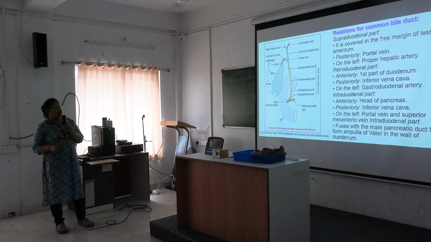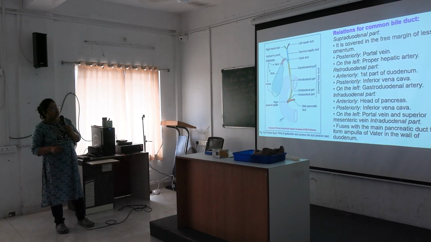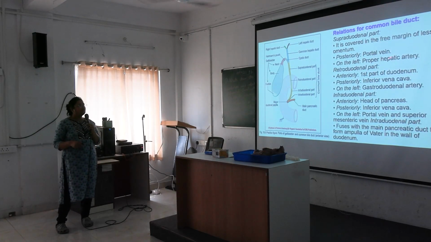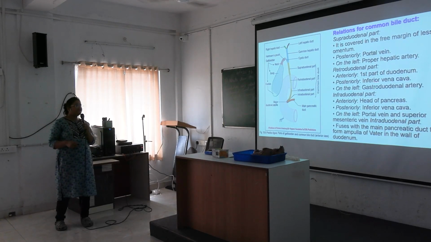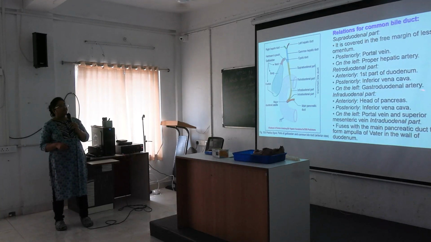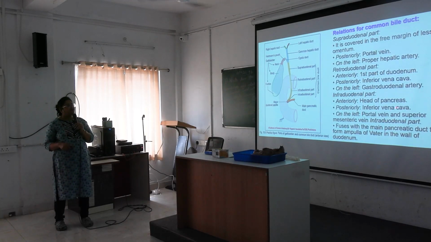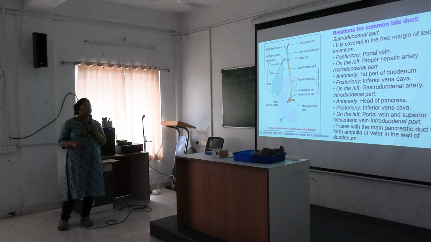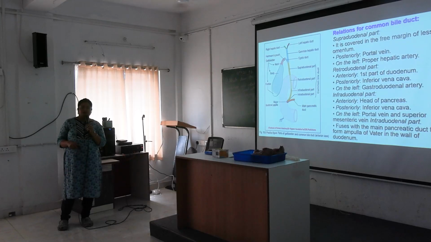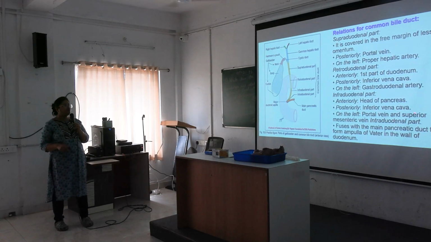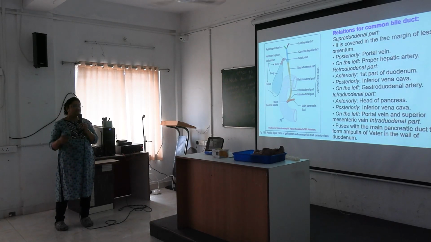Supraduodenal part is covered in the free margin of the lesser omentum, posteriorly portal vein, on the left proper hepatic artery. Retroduodenal part: anteriorly first part of duodenum, posteriorly IVC, on the left gastroduodenal artery. Infraduodenal part: anteriorly head of pancreas, posteriorly IVC, on the left portal vein and superior mesenteric vein.